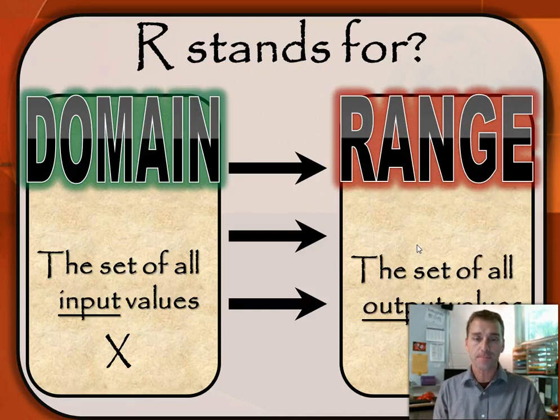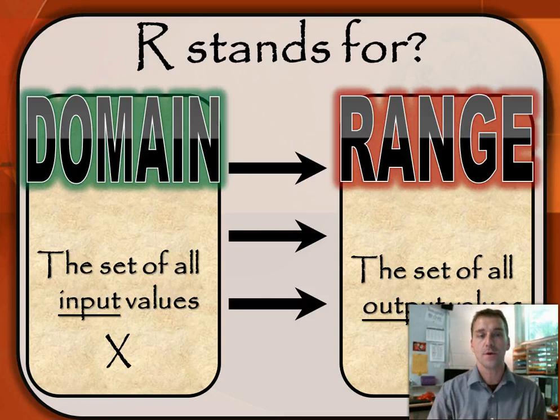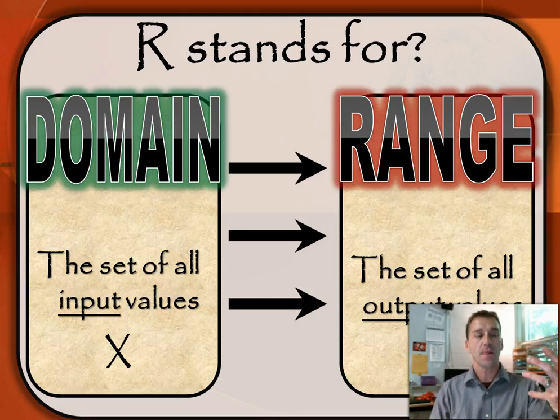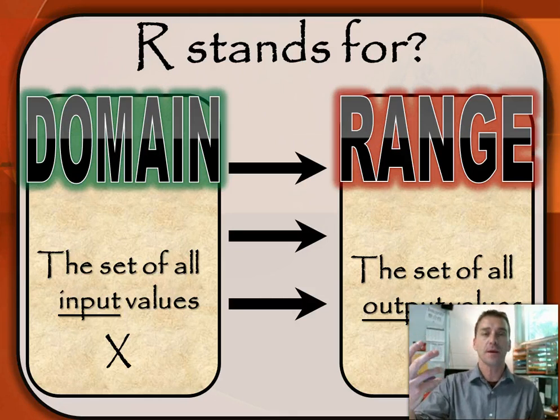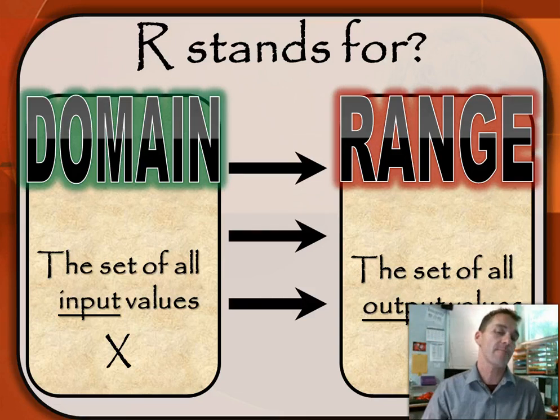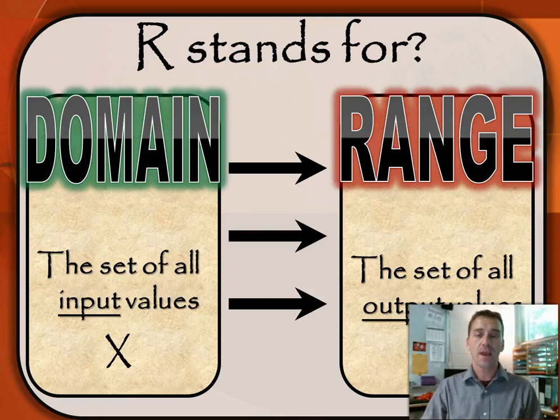So domain is input, range is output. If I practice more, that's my domain. I'm going to output my range, being a better player, better hitter, better musician, whatever. So there is domain and range.